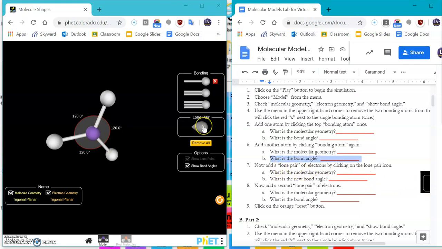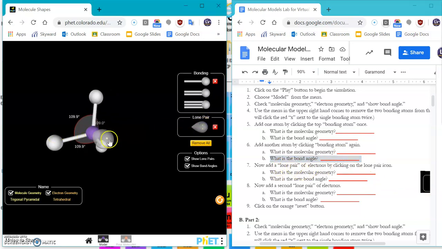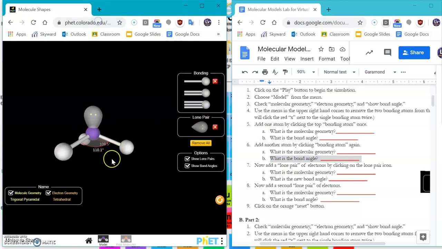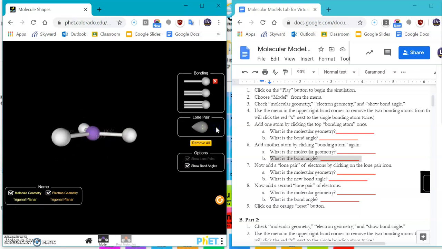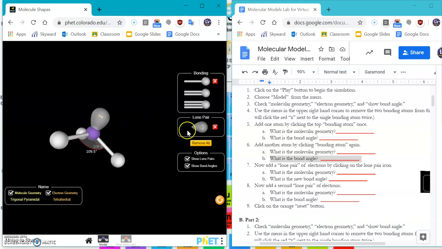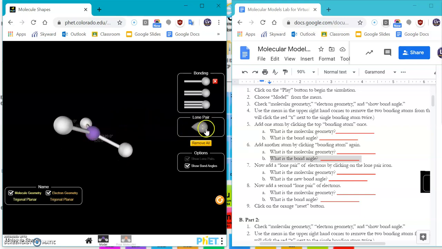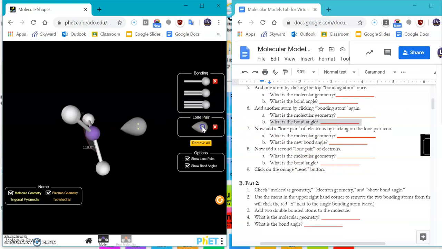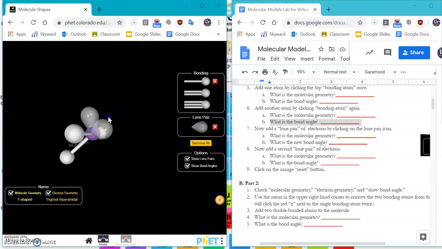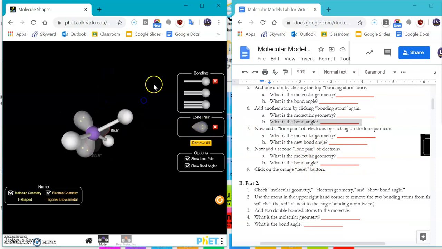Now add a lone pair. When I add a lone pair, it doesn't make it flat anymore. It makes it a pyramid. If I remove that lone pair, it is flat. If I add the lone pair, it is a pyramid. Flat, pyramid, flat, pyramid. And it changes the bond angle also. So you can add your second lone pairs in and see what you get all throughout your inklings up here.